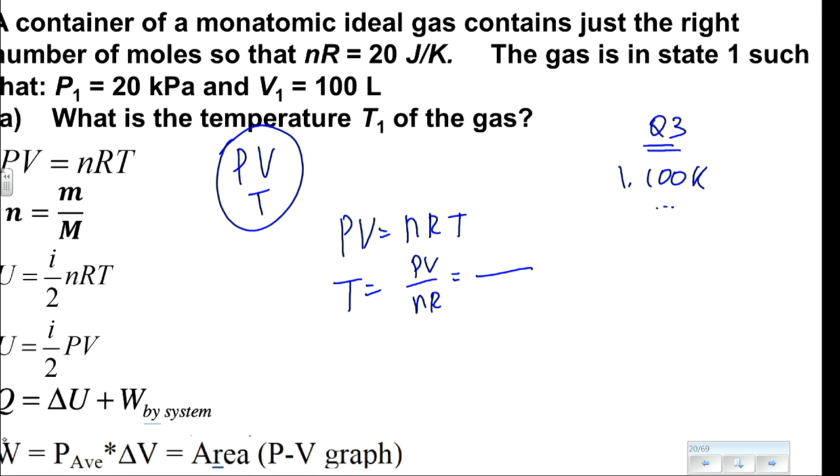So we need to apply this equation to the state number 1. 20 kilopascals, 100 liters divided by a convenient number. And as we know, kilos and liters cancel each other. And 20 and 20 cancel each other. So what's left is 100 Kelvin.